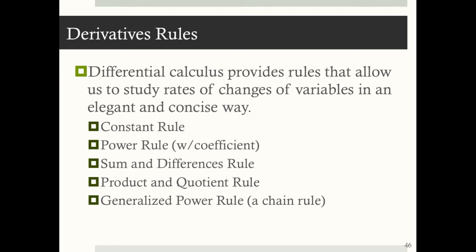And these were the rules that we said that we needed to know. You don't have to memorize them though. We've got the constant rule, power rule, sum and differences rules, product and quotient rules, and the generalized power rule, which is just a subset of the chain rule.